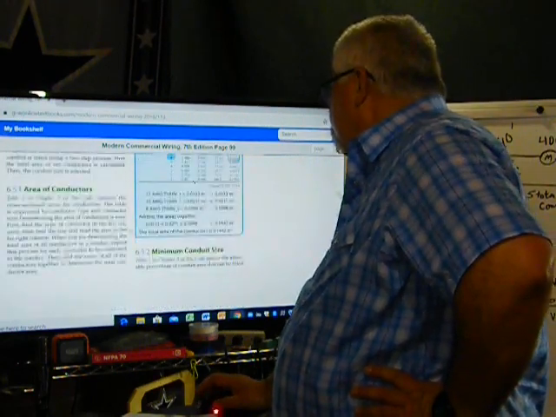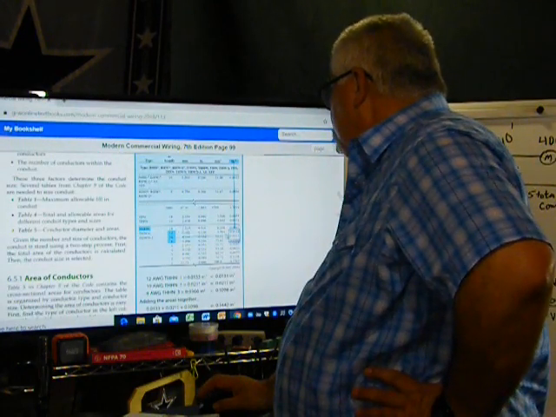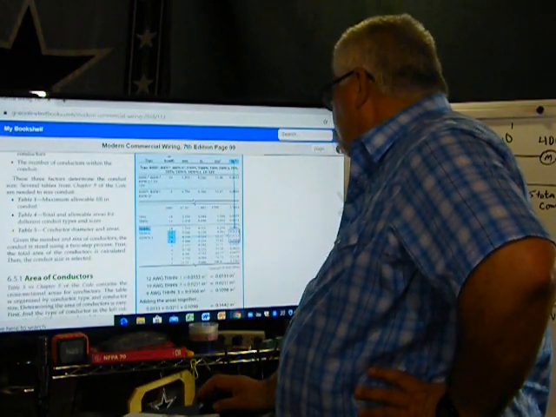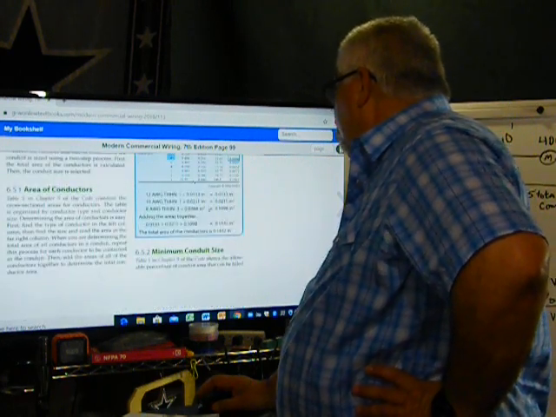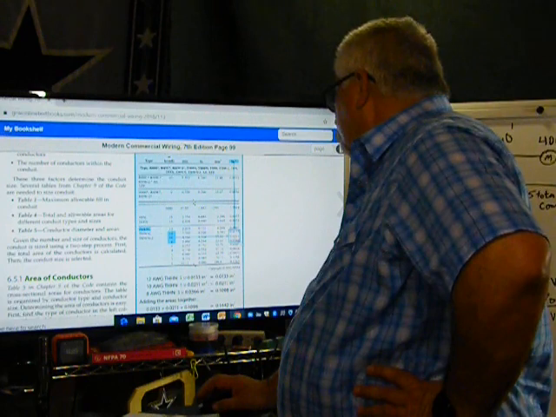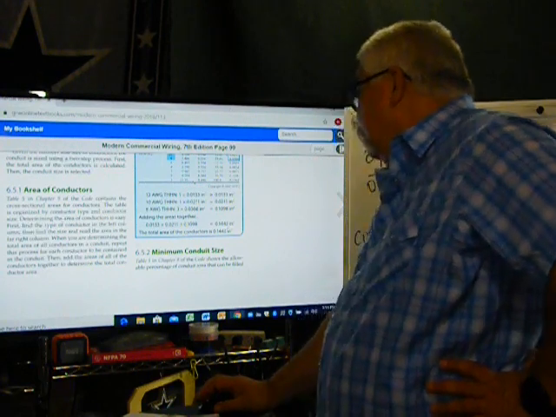So here's 6-7. They got the number 12, 1. It came up here. There it is. There's a number 12, 0.0133. They had 1 number 10 and 3 number 8s. And number 8s is 0.0366. Multiply that by 3. The other ones, they added them up, so they had a total.